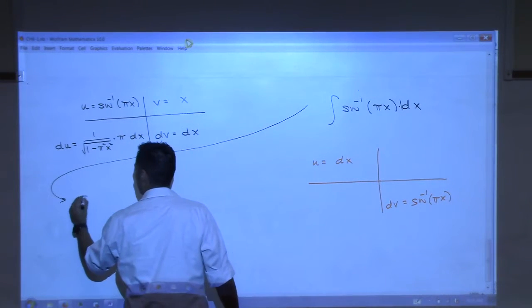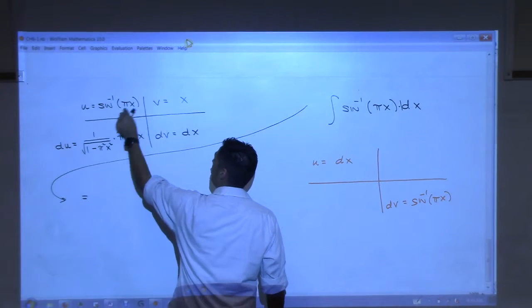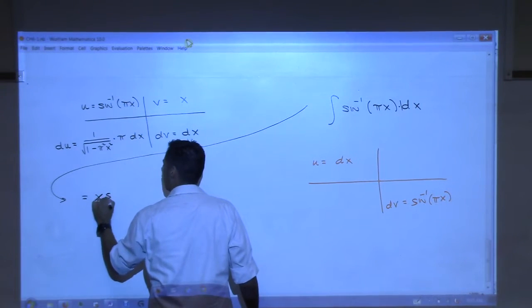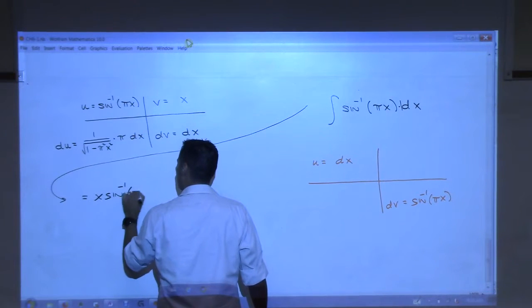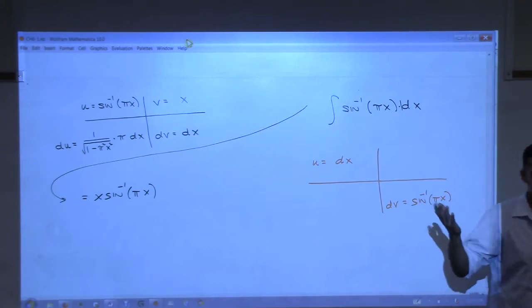This will become, according to integration by parts, u times v, right? So this times this. So I'll just write it like this. x arcsine pi x. See, and I don't have to do any integration there. It's just multiply them. Great, beautiful.